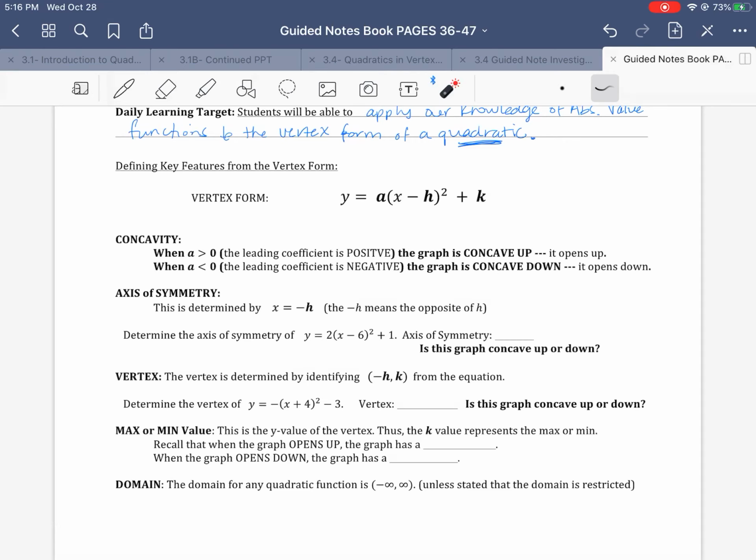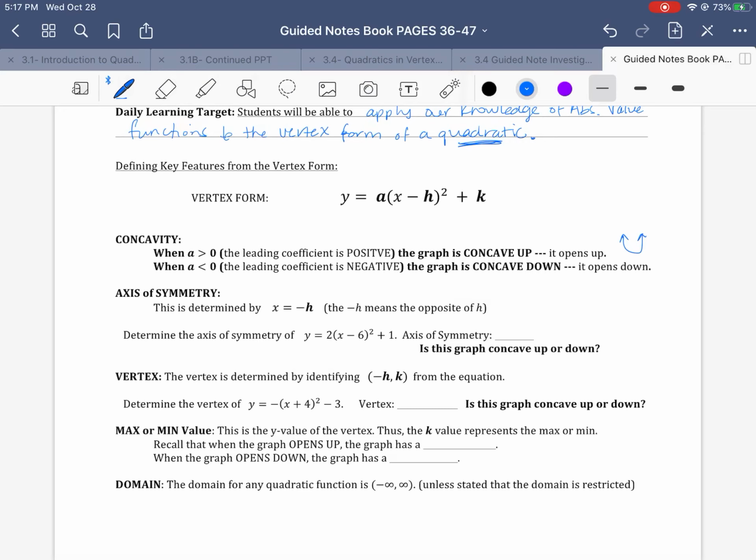And there's a lot of words on here. I already defined most of this, so we're just going to do some of the examples, but one of the terms that's a little bit new is this term concavity. Concavity just means, is it concave up or concave down? Is it opening up or is it opening down? So just remember, if the value out front is positive, if it's bigger than 0, then your graph is opening up. So it's generally opening up.